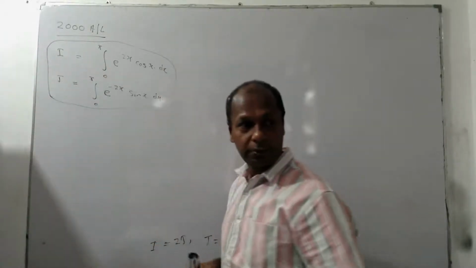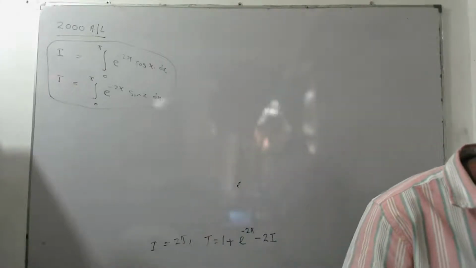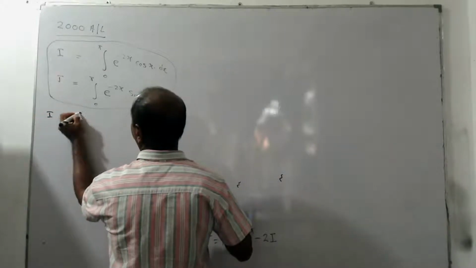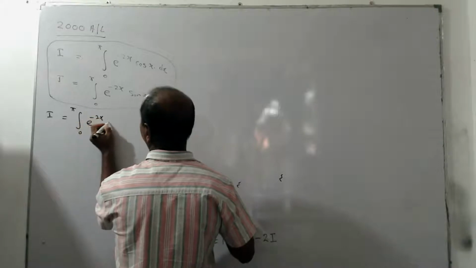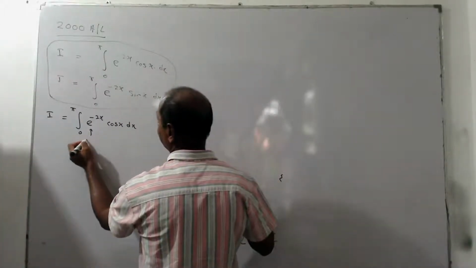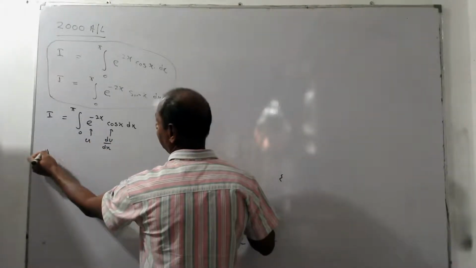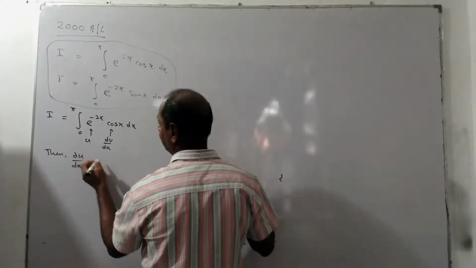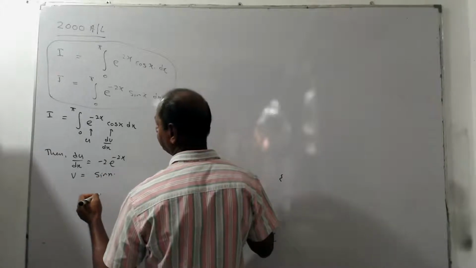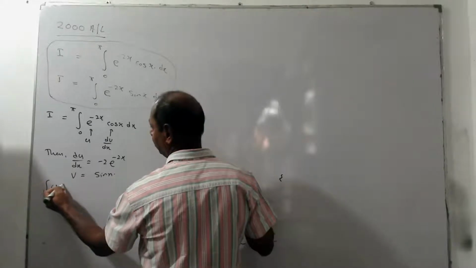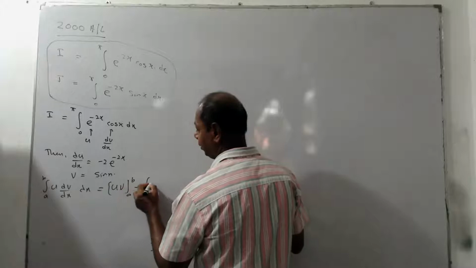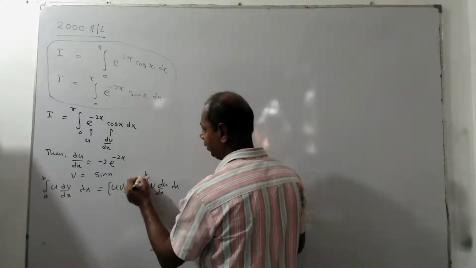Start from I. I equals the integral from 0 to pi of e to the power minus 2x cos x dx. Applying the formula, take this as u, this as dv by dx, then du by dx will be equal to minus 2e to the power minus 2x, and v will be equal to sin x. Right? So the formula is the integral of u dv by dx from a to b equals uv from a to b minus the integral of v du by dx from a to b.